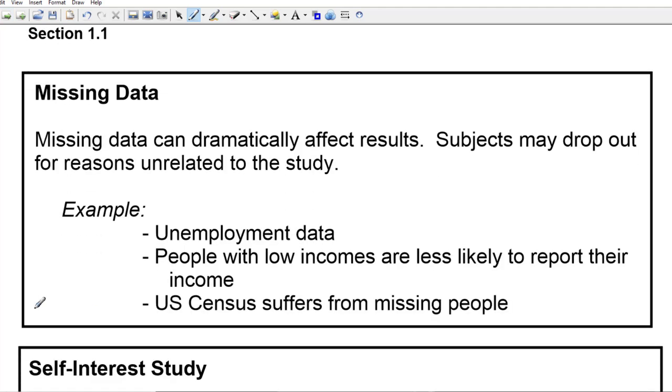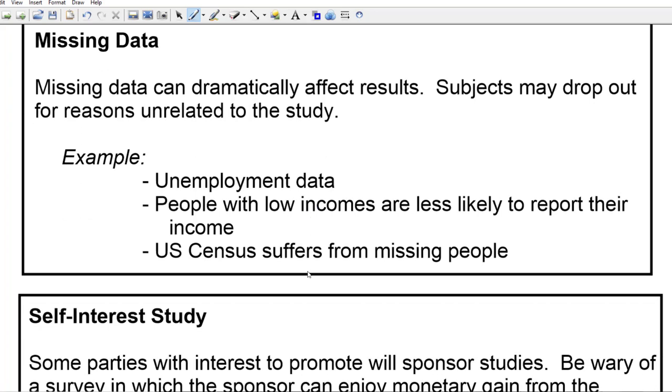Missing data. Missing data can dramatically affect results. Subjects may drop out for reasons unrelated to the study. Some examples would be unemployment data. People with low incomes are less likely to report their income. The U.S. Census suffers from missing people. And this is where I went back in the beginning and talked about the census.